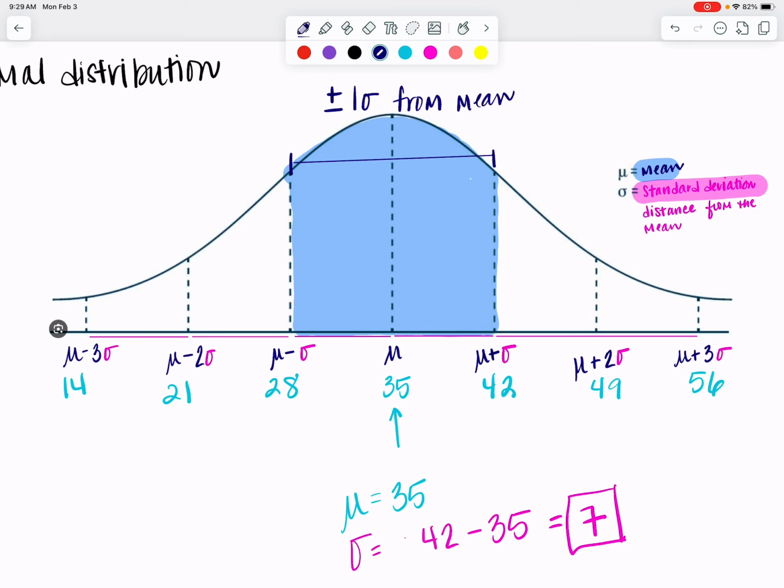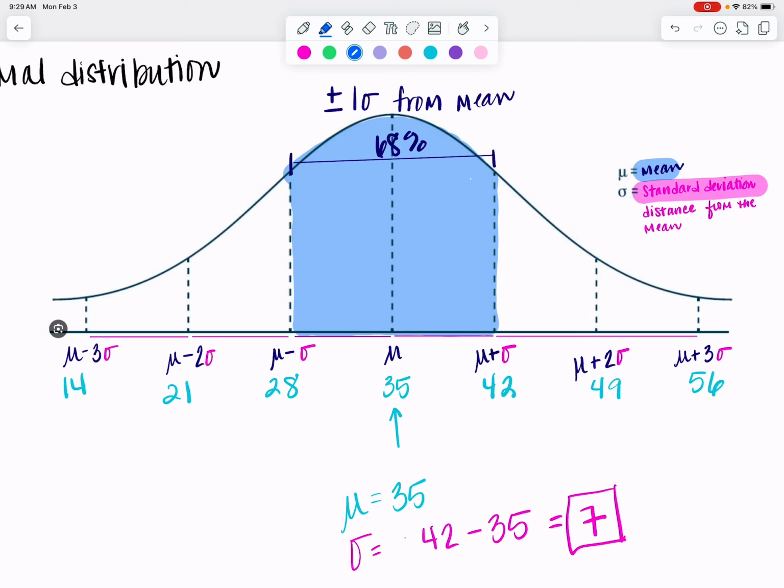In any normally distributed study you conduct, 68% of the data will fall within these two numbers. So in this case, 68% of our data would be between my made-up 28 and my made-up 42. I don't care what the numbers are. I don't care what color you write them in. 68% of the data will always be in that blue area.